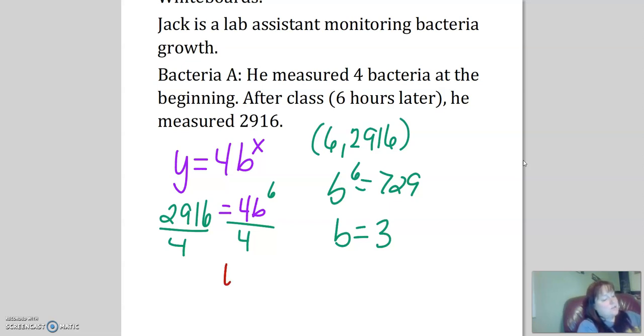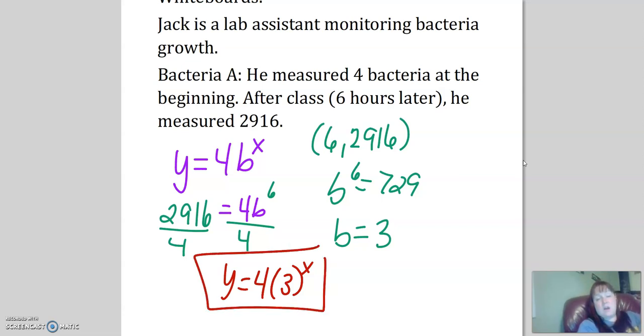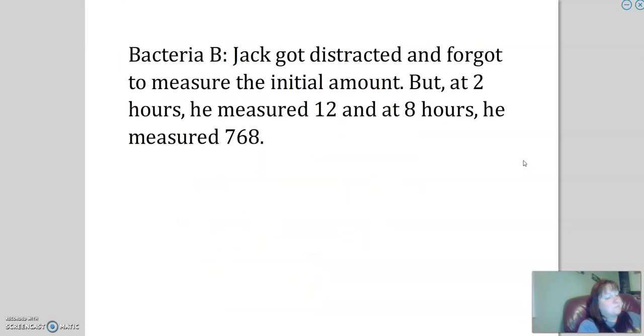So our new function is y equals 4 times 3 to the x. Now again, this is not 12 to the x. This is 3 to the x times 4. And so then you could plug in any value and you could figure out how many bacteria are going to be there at any number of hours.